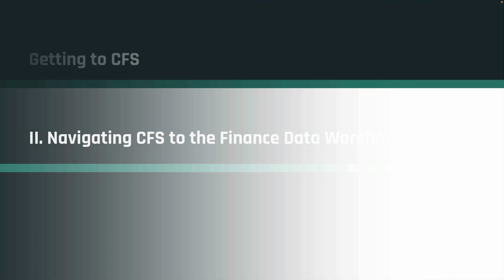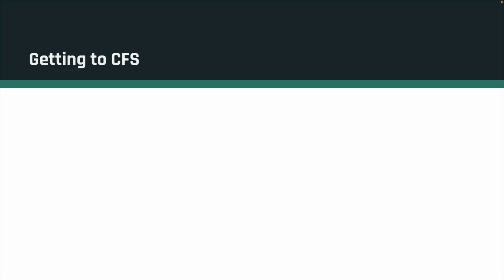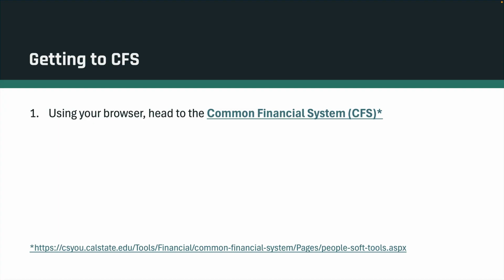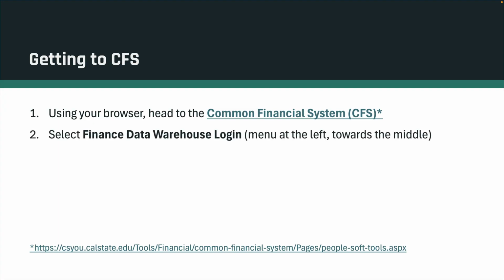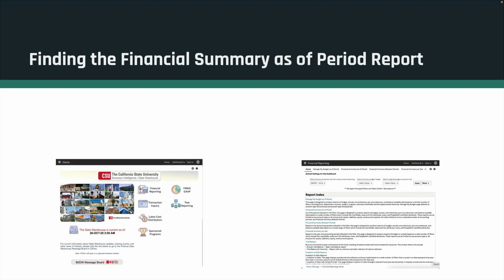Access to the finance data warehouse starts through the Common Financial System, or CFS. To get there, you'll need to head to the CSU CFS portal. Once there, you'll select Finance Data Warehouse Login from the menu on the left. Afterwards, you'll need to sign in using your campus credentials with Duo authentication. After logging in, you'll land on the main CFS page.